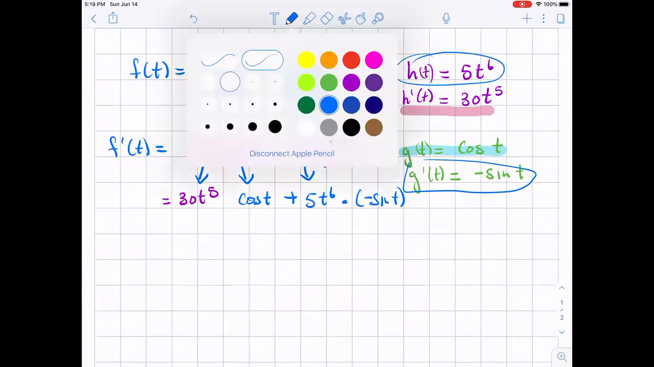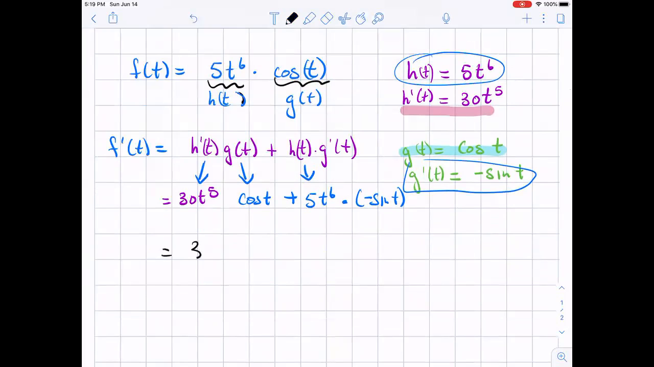Simplifying, we have 30t to the 5th cosine t. The plus, when multiplied with a minus, becomes a minus 5t to the 6th sine of t. And that will be f prime of t.